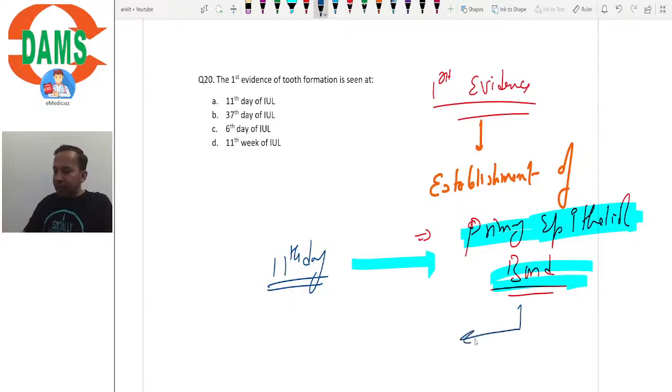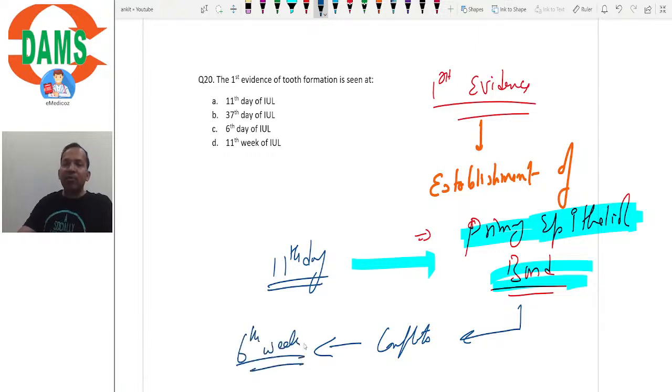And when does it complete? It completes at 6th week of intrauterine life. Isn't it? It completes at 6th week of intrauterine life. तो अब बताओ क्या आंसर होगा? I have given you the answer here. You just have to tell me which of these options is the correct answer. So which of these options should I mark?